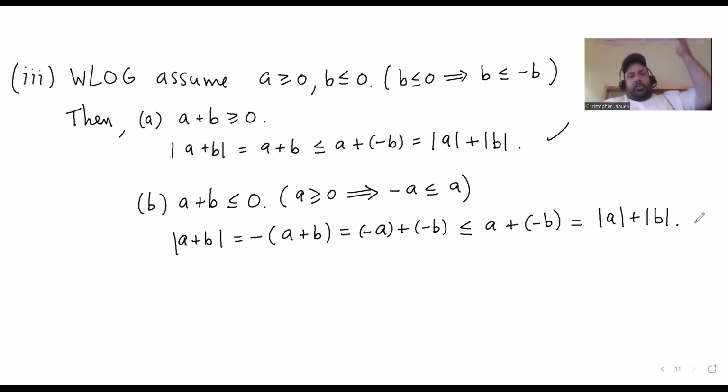Right, and case 3 exhausts both the cases where one is positive and one is negative. You can do it without loss of generality because of symmetry. So that's the end of the proof, and that proves the triangle inequality.